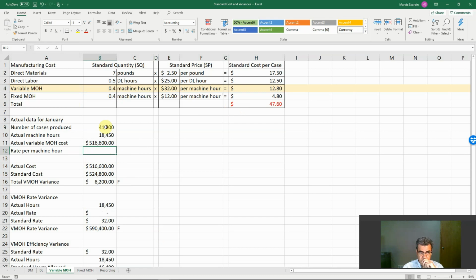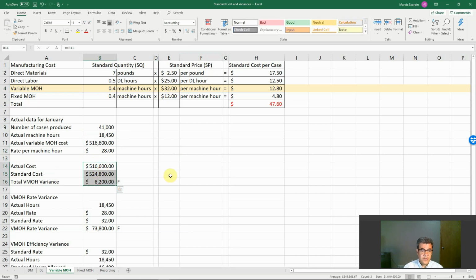And these are our numbers. Number of cases produced, 41,000. Actual machine hours, 18,450. And our actual cost, $516,600. So our rate per machine hour, total costs divided by number of hours, 28. Wow. Here we will have some favorable variance.